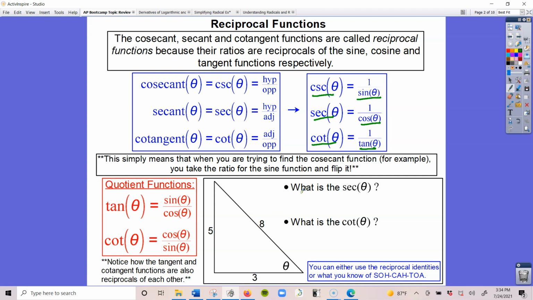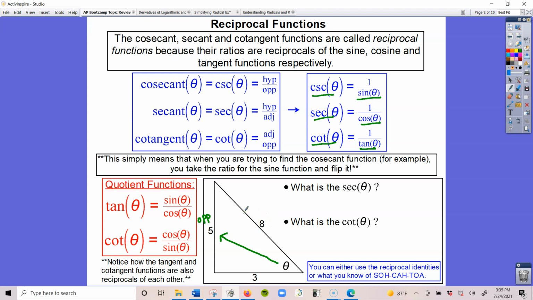Now we're going to see how to apply this and see if we can find these ratios based on this triangle. First, we're going to go ahead and label these sides. My angle is down here, so the side that is directly across from the angle is the opposite side.